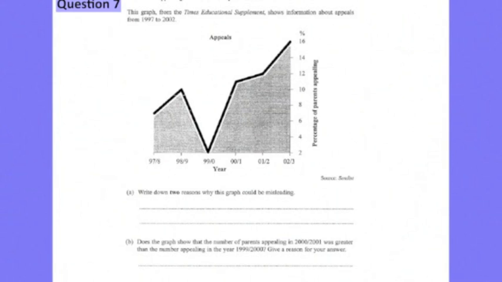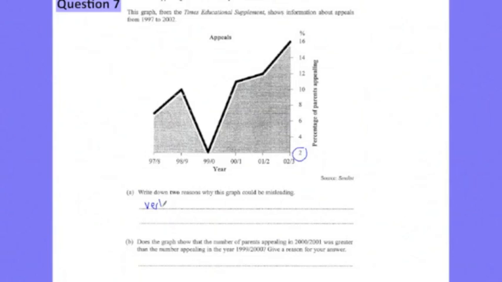Question number 7. Parents can appeal against the secondary school their children are sent to. This graph from the Times Educational Supplement shows information about appeals from 1997 to 2002. We're asked to identify 2 reasons why this graph could be misleading.